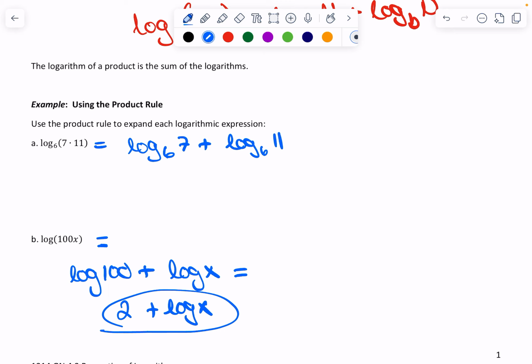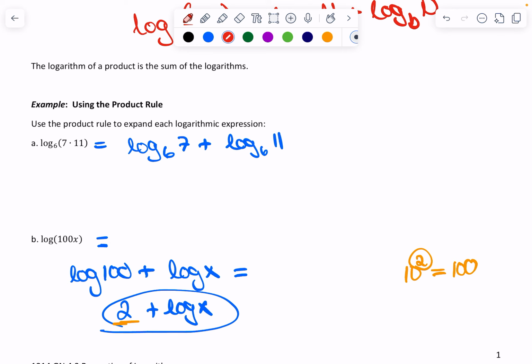Now, how did we know that it is 2? Because common log is the one with the base 10. We're trying to figure out what exponent we raise the 10 to for it to equal 100, and that was 2. So that's where this 2 comes from, just as a reminder.